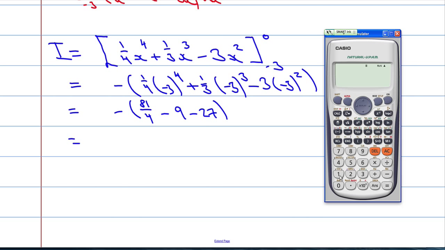So we end up with 81 over 4 minus 9 minus 27 gives me negative 63 over 4, and then we've got to multiply that by a negative number, which is going to give me 63 over 4.